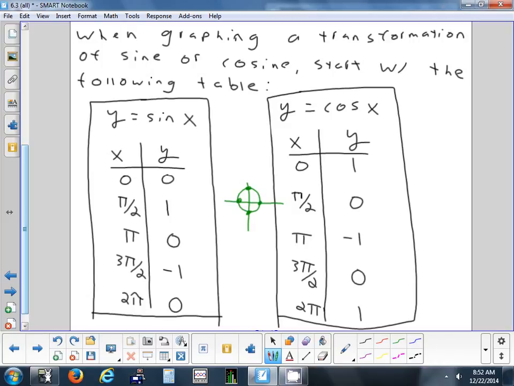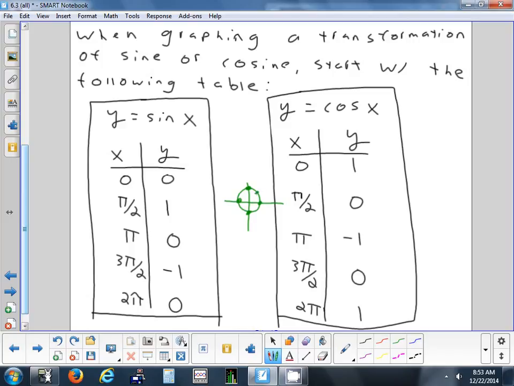So if you wanted to break it down and look at them separately, sine is looking at the y value of a point on the unit circle. Cosine is looking at the x. Any questions on those tables? Okay, we'll need those for every graph we do today.